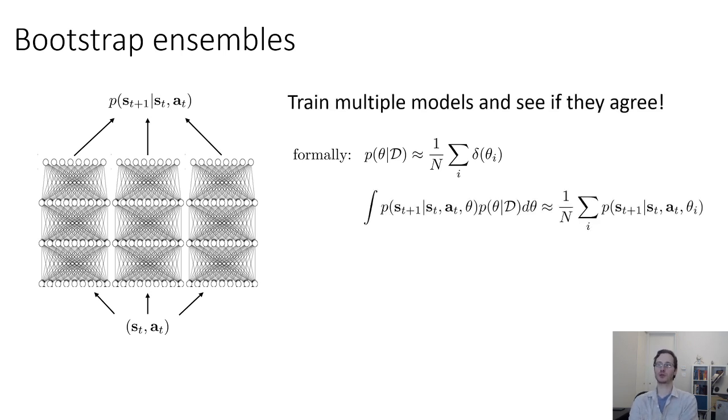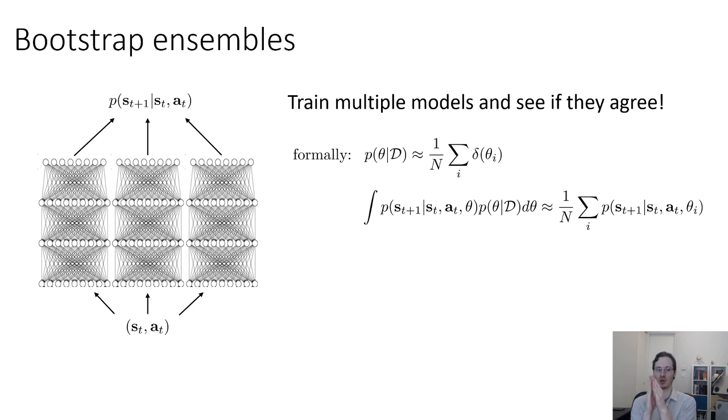So intuitively, you can train multiple models and see if they agree as your measure of uncertainty. Formally, you get a parameter posterior p of theta given d represented as this mixture of Dirac deltas, which means that if you want to integrate out your parameters, you simply average over your models. So you construct a mixture distribution where each mixture element is the prediction of the corresponding model. Now, very importantly, in continuous state spaces, it doesn't mean that we average together the actual mean state.